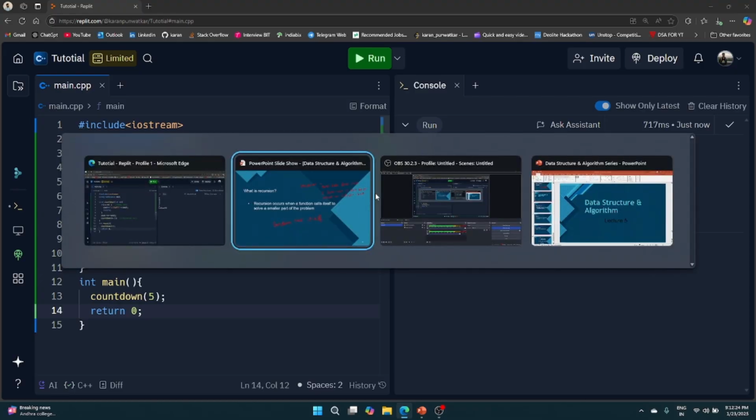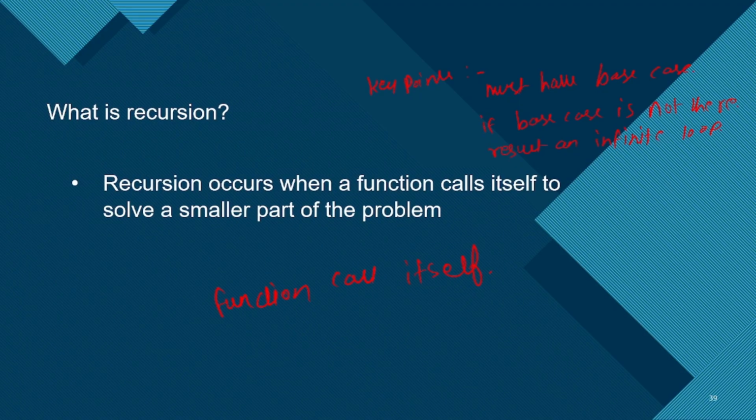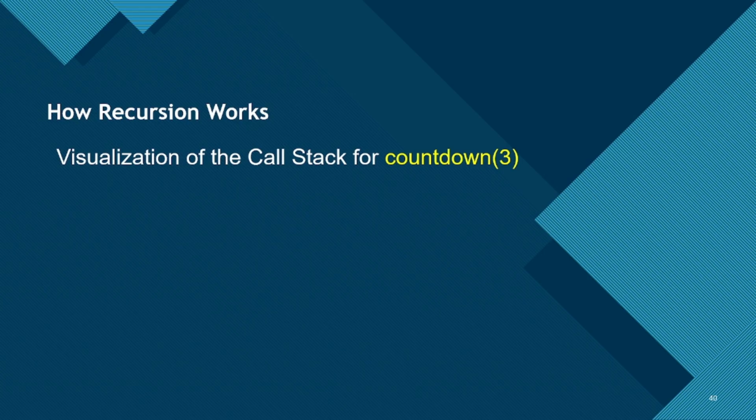So let's go to our PPT. Every time a recursive function is called, a new frame is pushed onto the call stack, which keeps track of the current state of the function. Once the base case is reached, the stack starts unwinding. So we are going to check a visualization of the call stack for countdown 3.